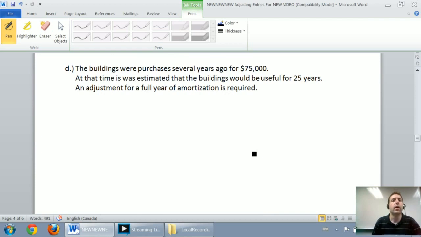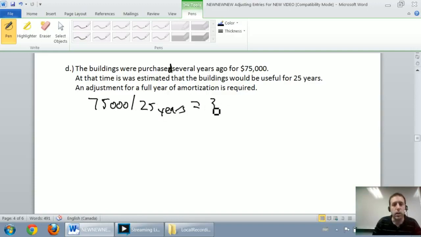Moving on to D. The buildings were purchased several years ago for $75,000. At that time, it was estimated the buildings would be useful for 25 years. An adjustment for a full year of amortization is required. So very similar to the last entry. We have the $75,000 asset. We think we're going to be able to use it for 25 years. Our amortization rate is then $3,000 per year, and we need a full year. Again, I could have done a fraction of a year. If it was 3 months, 3/12 of that number. If it was 6 months, 6/12 or half of that number, but it's just for the full year.